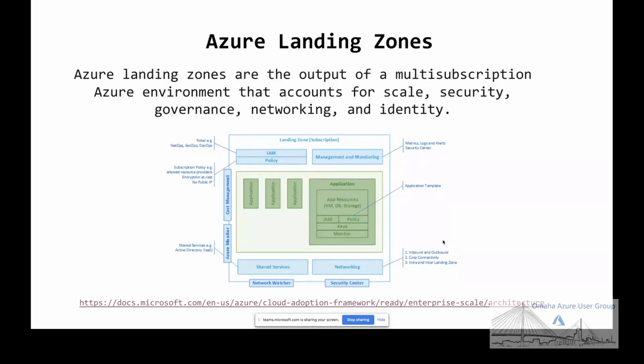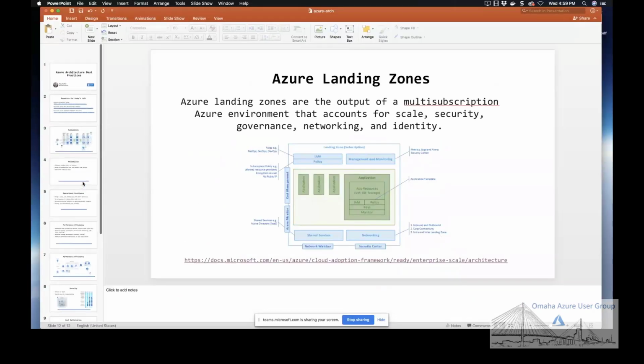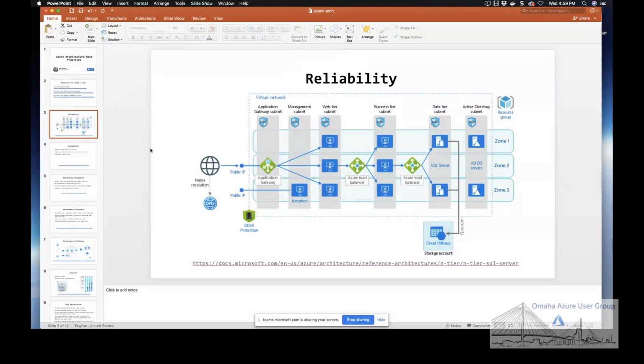Hey, thanks, Mike. It was very informative. There was a question someone asked, going back to the first architecture that you showed around reliability. The question was, is it not possible to connect the web tier subnet to the load balancer instead of an application gateway? Oh, you could.